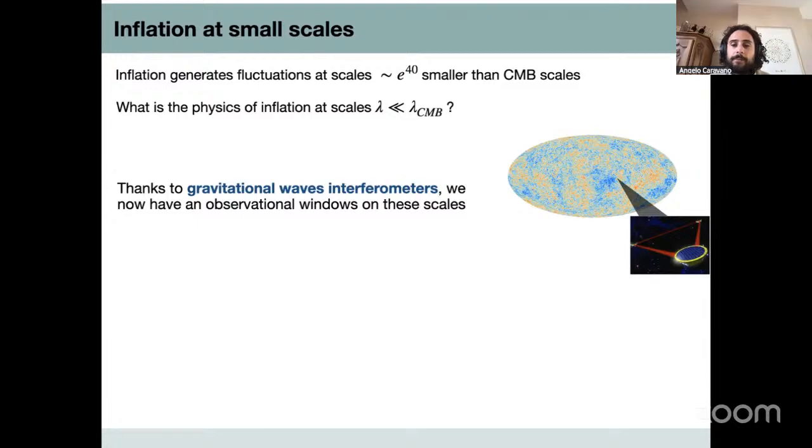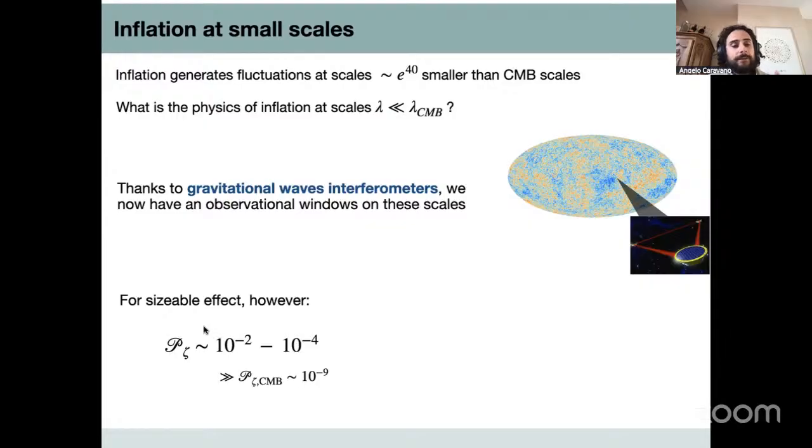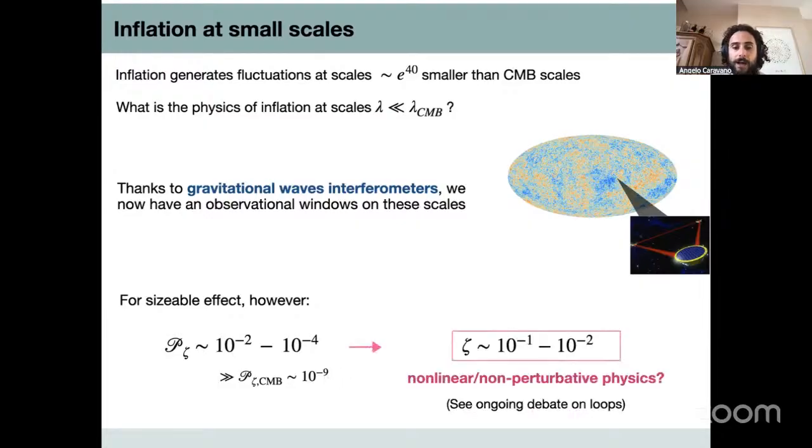Now, the only problem is that with current precision, to really observe something, we need fluctuations on these small scales to be a little bit different than what we observe on the CMB scale. On the CMB scales, typically the curvature fluctuations that we observe are such that the power spectrum is approximately 10 to the minus 9, which means that the average fluctuation is going to be something like 10 to the minus 5.